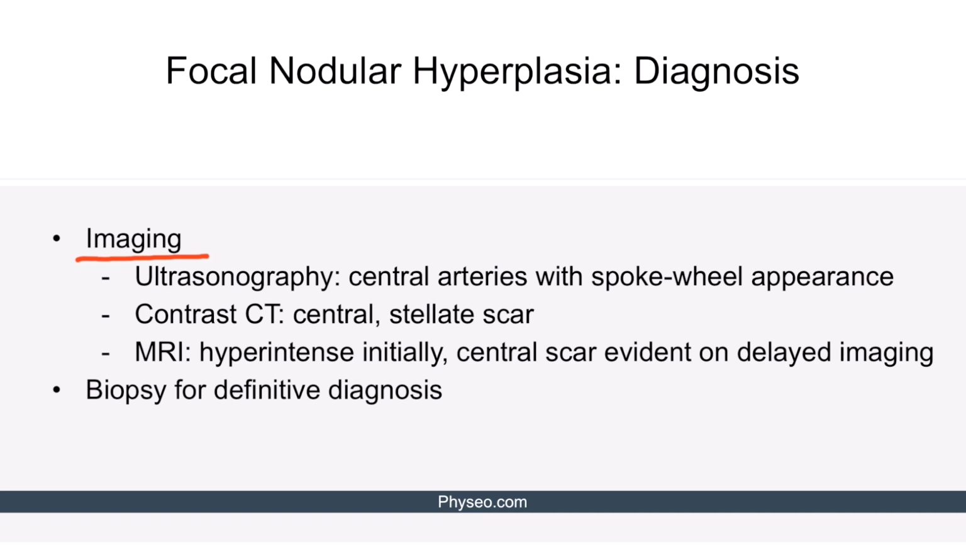Ultrasonography classically reveals the central arteries with a spoke wheel appearance. A contrast CT, on the other hand, shows a central stellate scar. In addition to ultrasonography and contrast CT, MRI can also be performed to diagnose focal nodular hyperplasia. On MRI with liver contrast, the lesion will initially appear hyperintense. Then, as the contrast diffuses to the center of the mass, the central scar becomes more evident. Finally, biopsy can confirm the diagnosis.